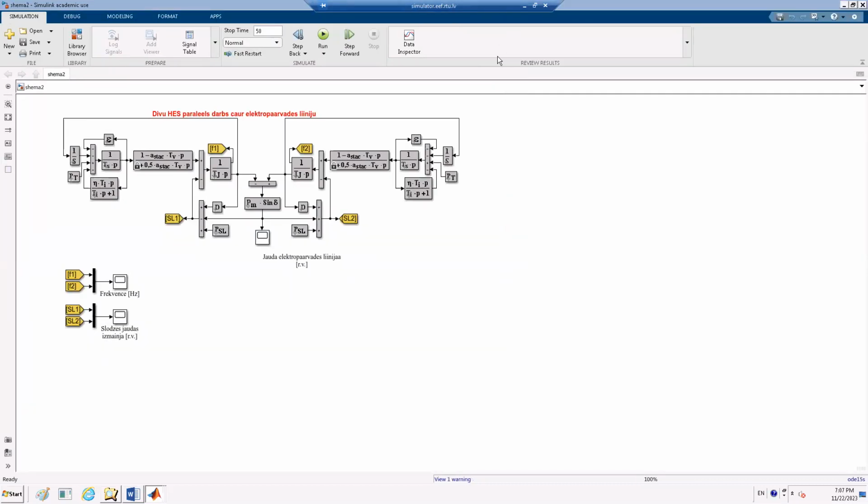Okay, we have scheme number 2. Scheme number 2 is very similar to the first one, but now we have two power generators, two hydropower generators, this one and this one, and they are connected. They have their inertia, and they are connected via a transmission line. I'll draw you what we have.